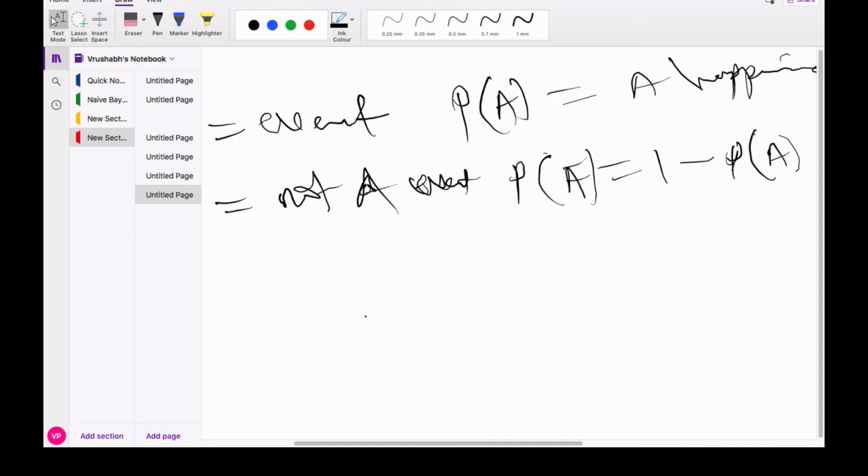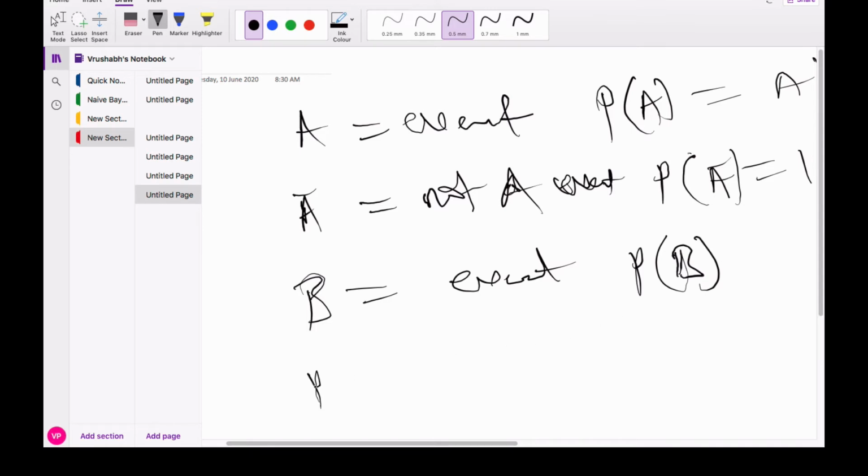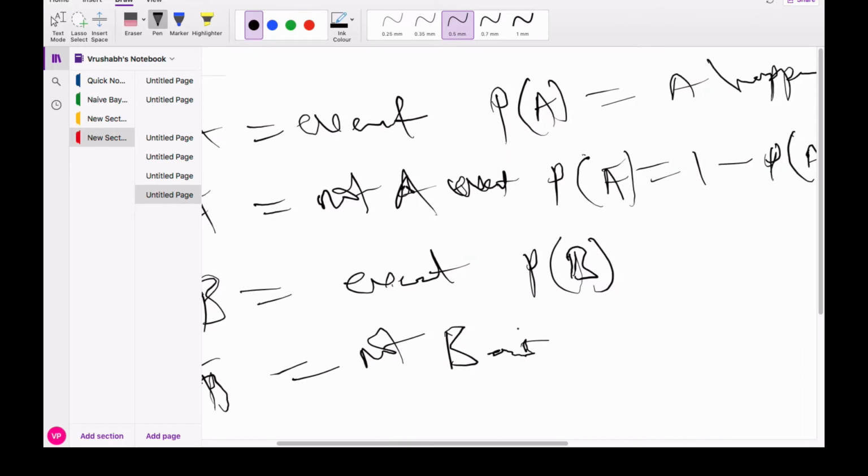Okay, so now let's take, say, B to be another event. Then we can have the probability of B, that is the probability of B happening. And if we take B not, that's not B event, then we can also take the probability of that, which is going to give us P.